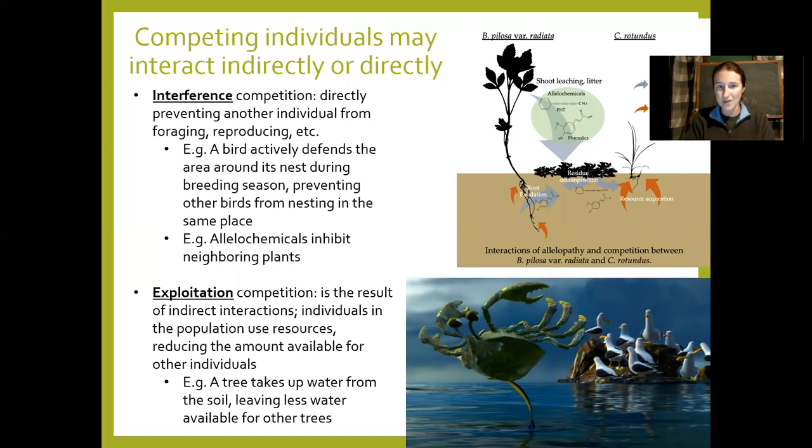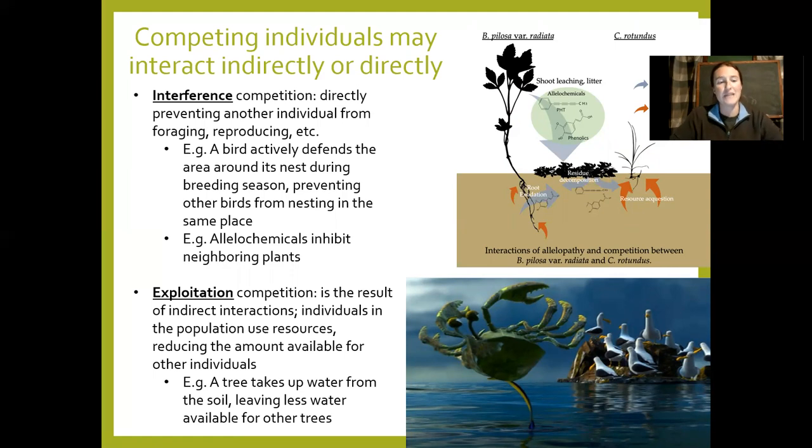Plants can also. What this image is showing is that there are limited resources in an area, and so this plant is going to release allelochemicals into the soil. Neighboring plants are going to take up those allelochemicals and they're going to die as a result. This is thinning the population in such a way that this individual is interfering with this one's access to nutrients, literally by killing it. That's kind of wild.